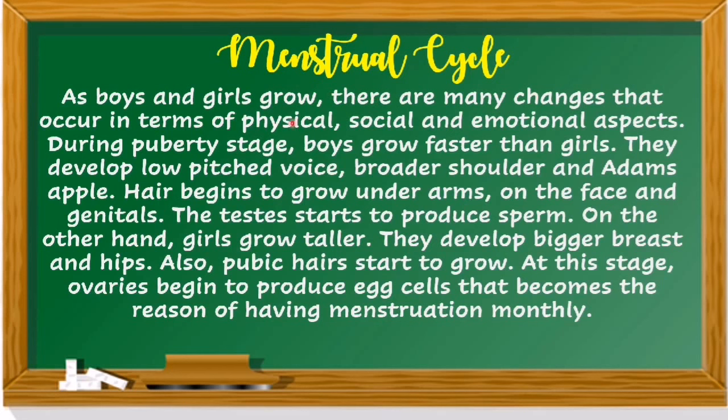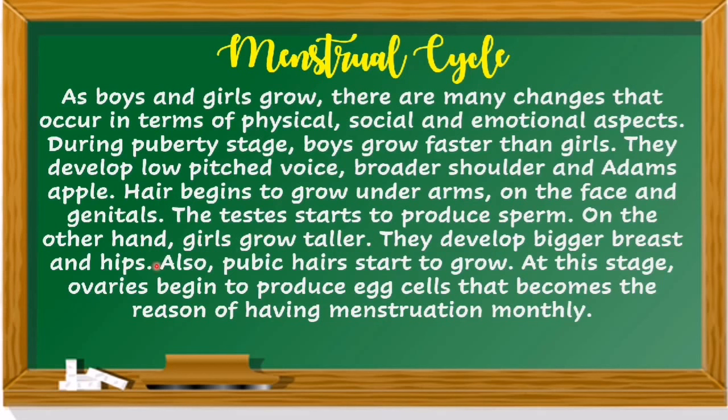As boys and girls grow, there are many changes that occur in terms of physical, social, and emotional aspects. During puberty stage, boys grow faster than girls. They develop a low-pitched voice, broader shoulder, and Adam's apple. Hair begins to grow underarms, on the face, and genitals. The testes start to produce sperm.